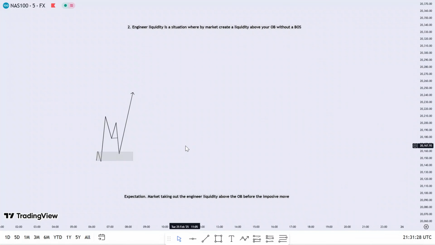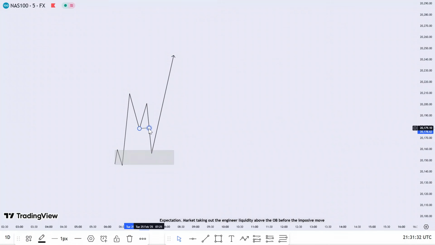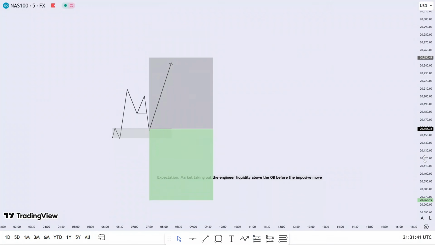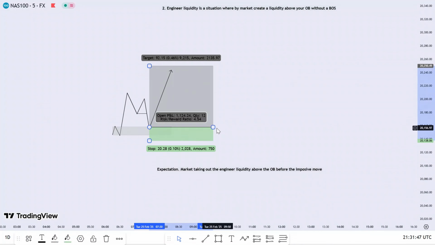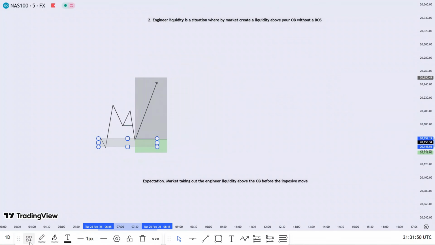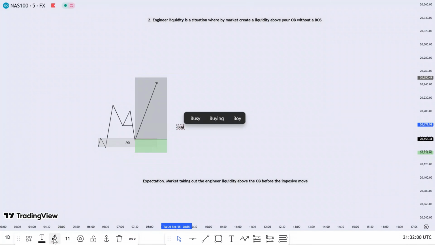I'll make it more clear. You have a liquidity there. So you are looking forward to buy the market from here. You have your stop loss here, then you target the nearest high. Okay. Now this is for the buy scenario. This is when you are looking forward to buy the market. Change this one to blue.